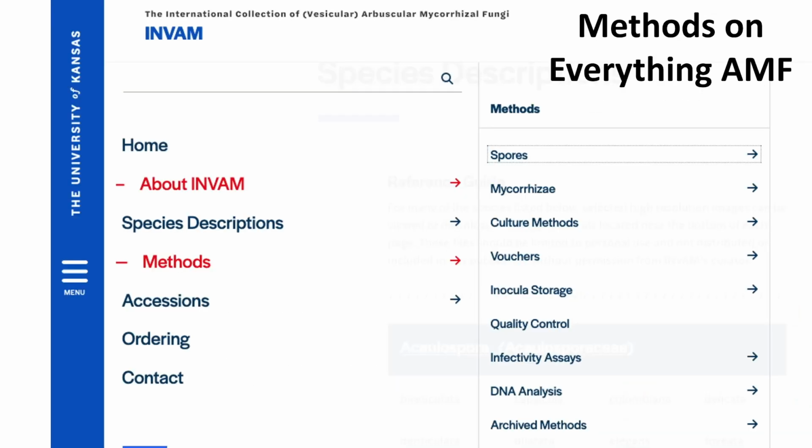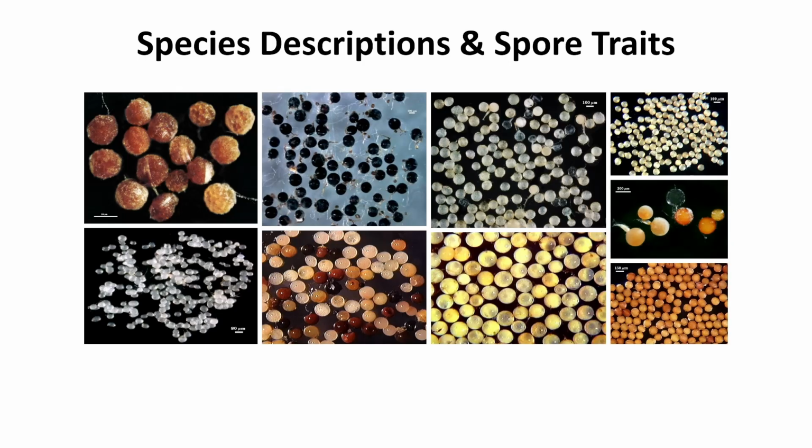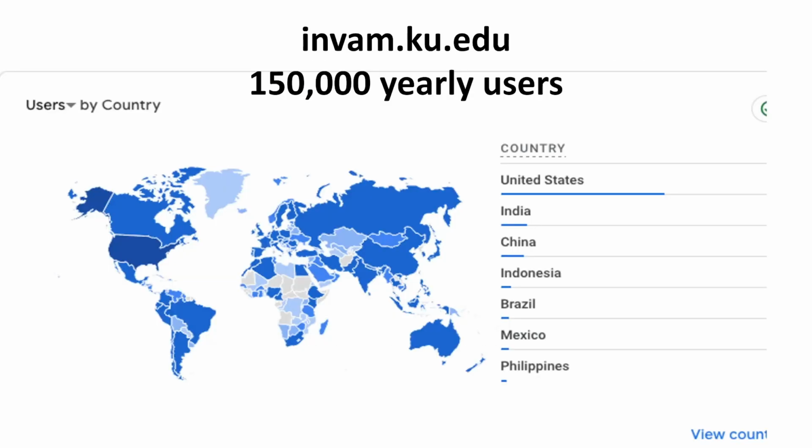Another huge resource that INVAM has is its website, which isn't very pretty, but there's a ton of great info there. So you can click on methods and find anything you want to know about spores, how to grow or culture mycorrhizae, for example. We also have species descriptions where you can click on different species and look at how pretty they are and some of their spore traits and start to learn identification of these fungi. And the website is widely used. We get about 150,000 users across the globe. For some reason, not so popular. We'll work on that.